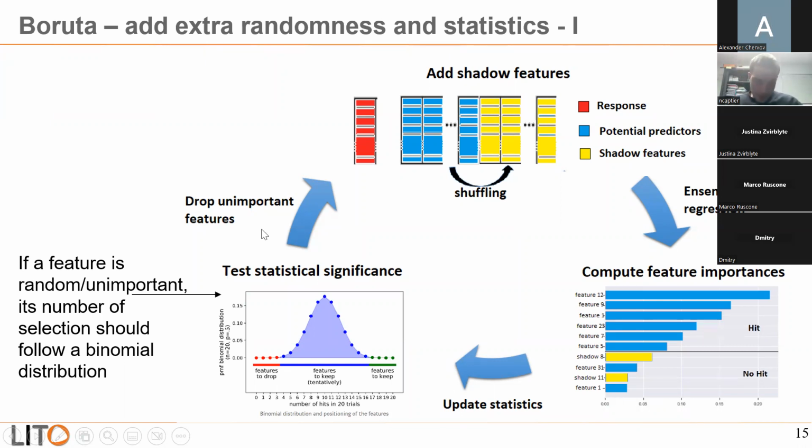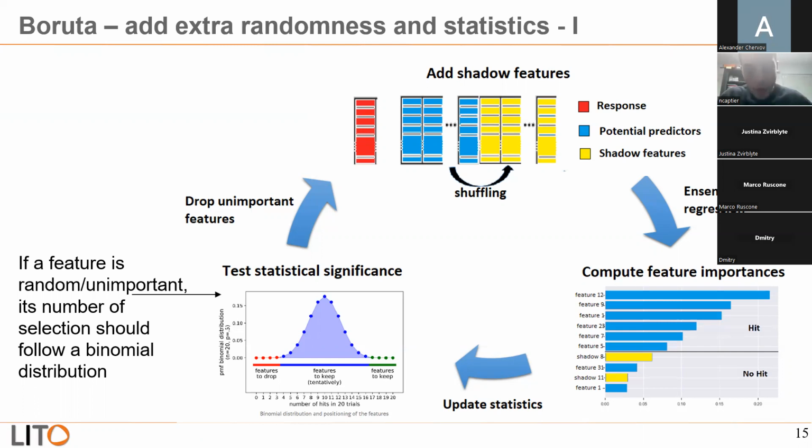And by repeating this strategy again and again, you build statistics for each feature, because for each feature you keep in memory the number of times it has been selected by the algorithm. This is the part which is kind of clever compared to the other algorithms.